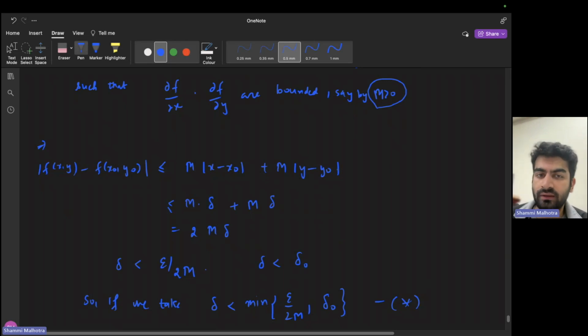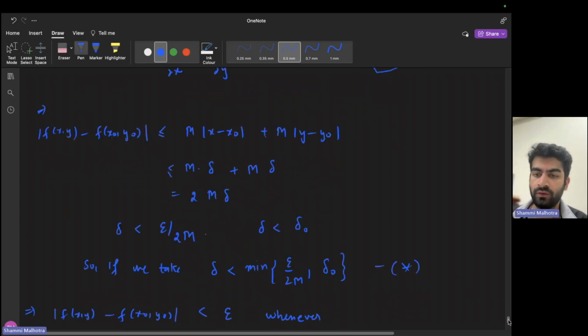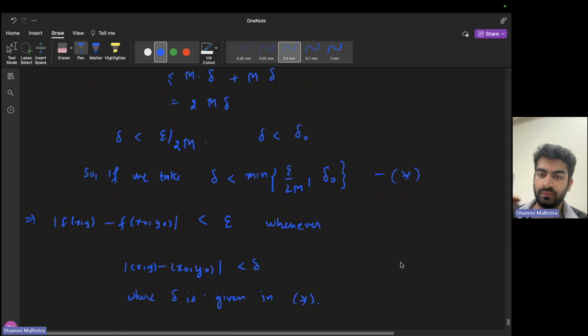Finally, |x minus x naught| is less than delta, and |y minus y naught| is less than delta, as seen so many times earlier. So this difference will be bounded by twice M times delta. I need this to be less than epsilon, so I want my delta to be less than epsilon by 2M. And to have the bound, I also want my delta to be less than delta naught. So if I take delta to be the minimum of epsilon by 2M and delta naught, I have the whole difference less than epsilon.